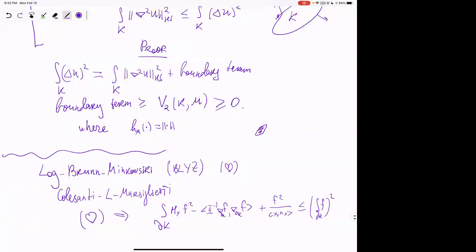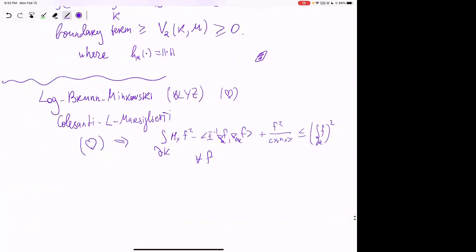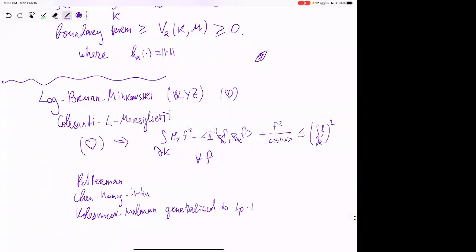Implies this inequality for any function f, and then later Eli Putterman, and actually even before him Chen, Huang, Li and Liu. I forgot to mention also Kolesnikov and Milman. They also generalized this application to the so-called Log-Brunn-Minkowski, and they also did a lot with it.